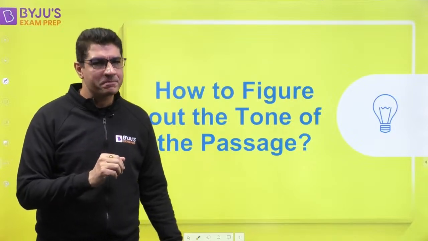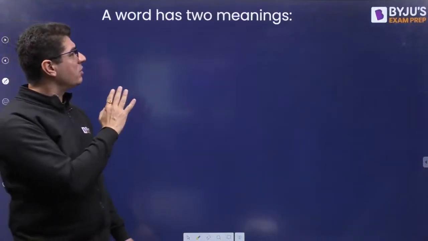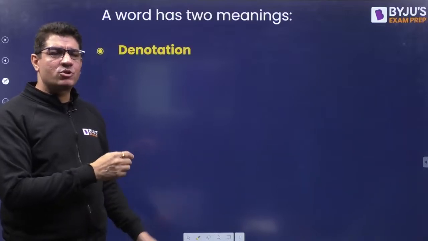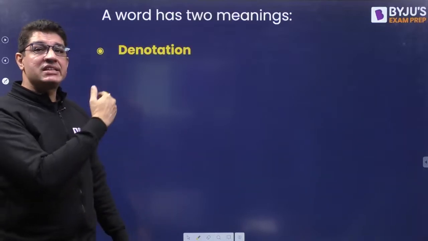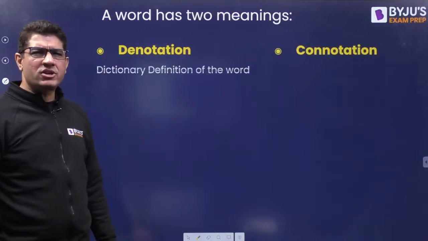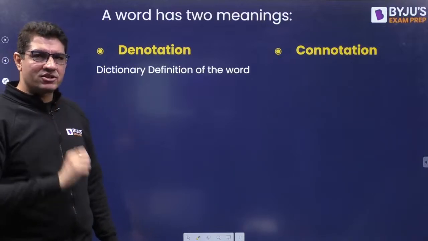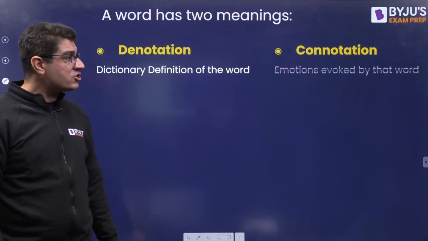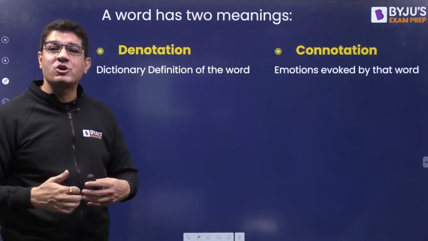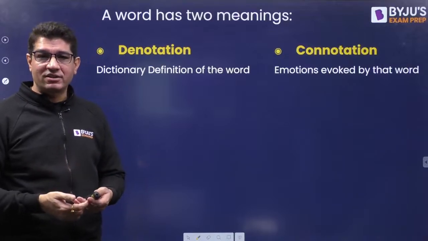And what is that? Whenever you look at a word, you need to realize that a word actually happens to have two meanings. One of those meanings is known as a denotation, whereas the other one is called a connotation. So denotation is the dictionary definition of the word. If you open the dictionary, you see the definition, right? So that's denotation. Connotation, on the other hand, talks about the kind of emotions that the word goes on to evoke, that the word goes on to generate, right?